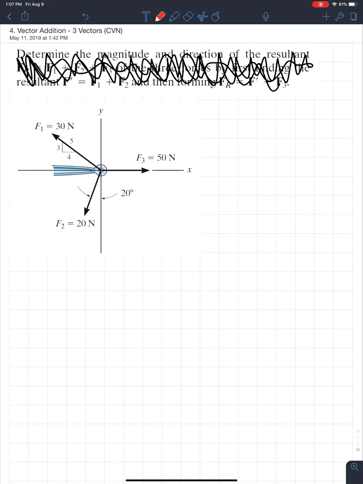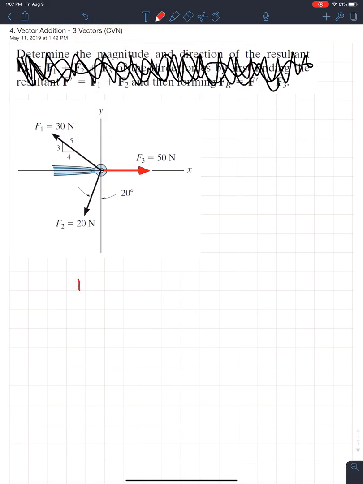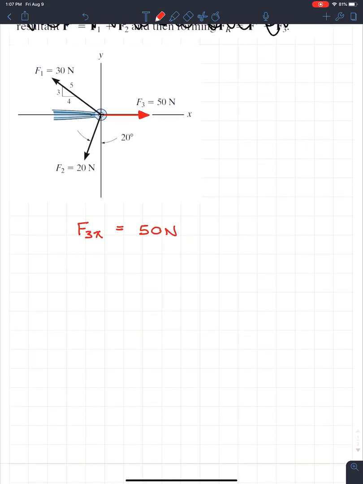So I'm going to start with F3. The reason why I'm going to start with F3 is because it's actually the simplest. Since F3 runs right along the x-axis, there is no vertical component to it, as you guys can see. So we're only going to have to worry about one component, which is the x component. As luck would have it, F3x, the magnitude of it is actually just going to be 50 newtons, because the only component F3 has is in the horizontal direction. So its only component would be the same as its magnitude.